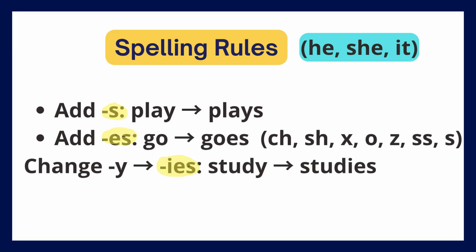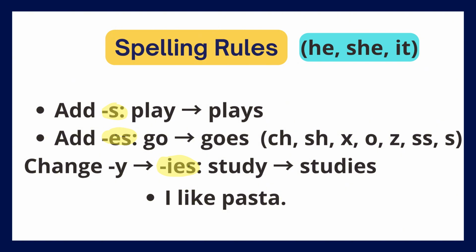And if the verb ends in y, and before y, you have a consonant like study. We have y ending with y, and also the consonant d. So you're going to drop the y, remove y, and add ies. All right. So there are only two rules that you need to remember. If the verbs end with one of these letters, and if it ends with y, and before y we have a consonant, all right? Let's see more examples.